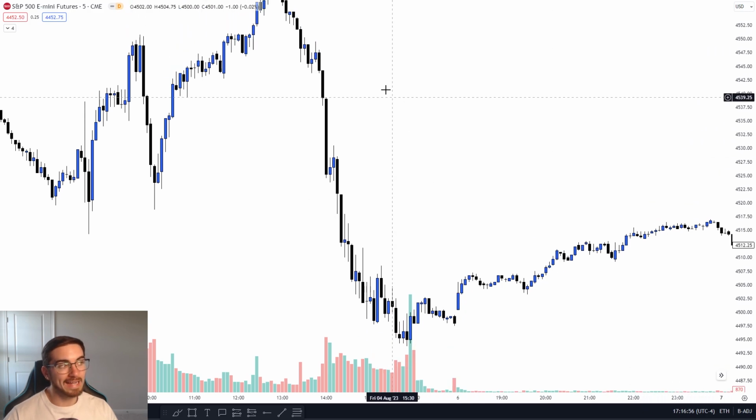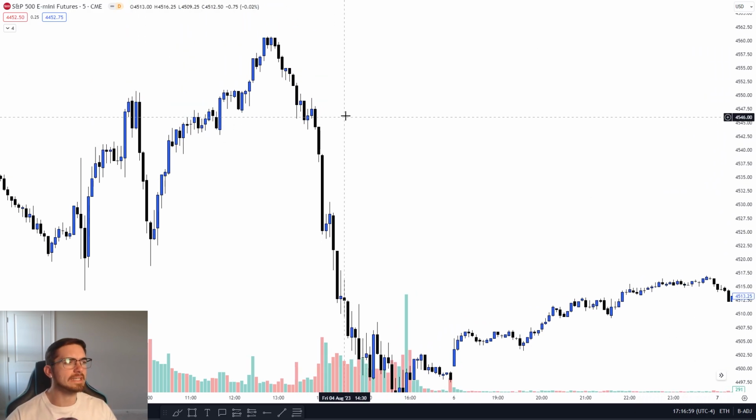Now, obviously, when you are identifying these fair value gaps, you want to be trading with the trend, right?